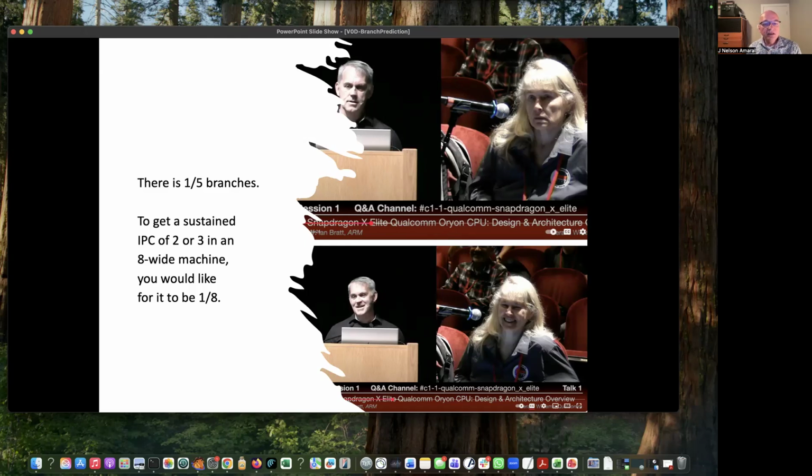And then he says that if I wanted to have a sustained instruction per clock of 2 or 3 instructions completing in every clock in an 8 wide machine, you'd like to actually have one branch every 8 instructions. Basically, what he's saying is that as a designer, you'd like to be predicting one branch in every cycle.